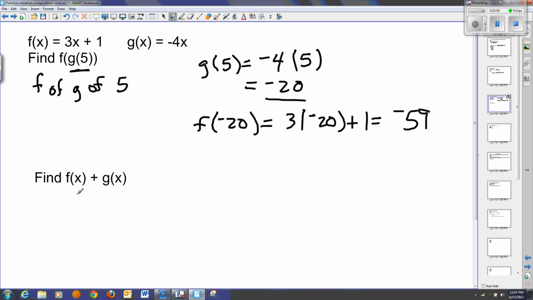Our next example doesn't ask us to do a composition, but asks us to simply add the f and g functions together. What is the f function? The f function is just 3x plus 1. And we're asked to add that to the g function, which is negative 4x. Combining like terms, I get negative x plus 1.